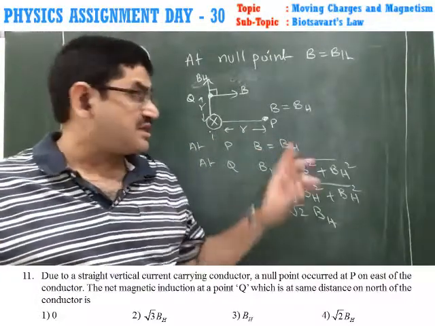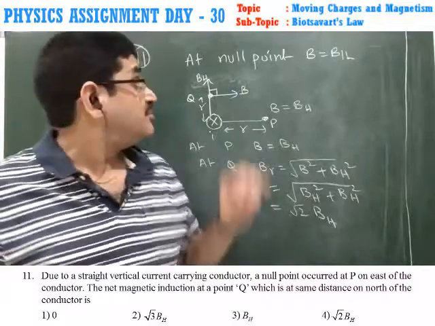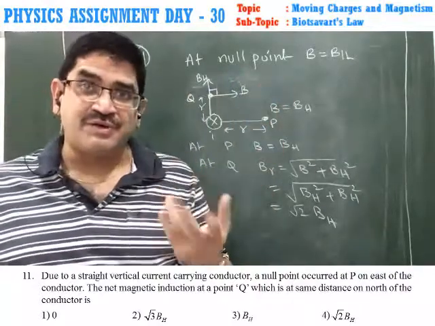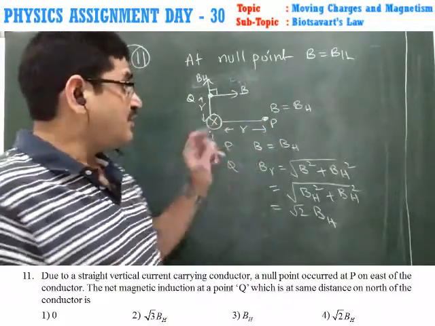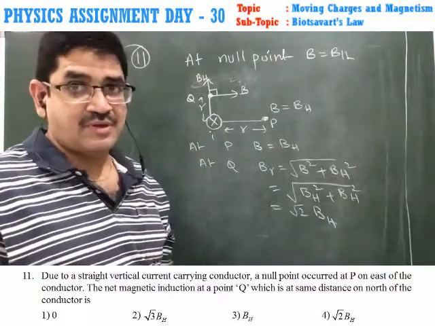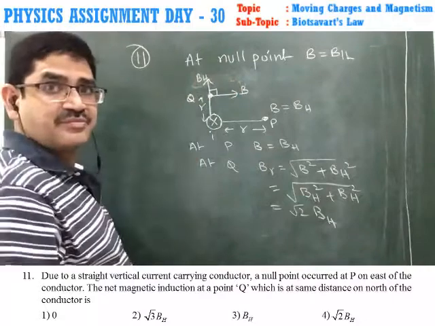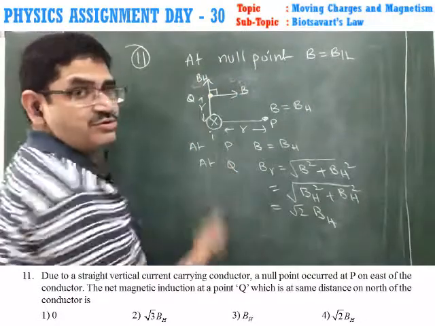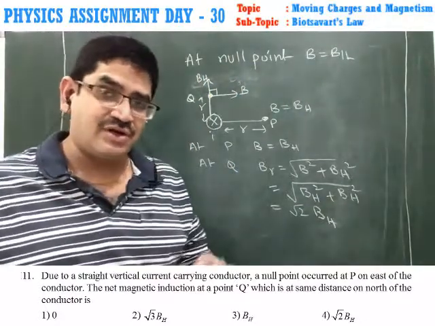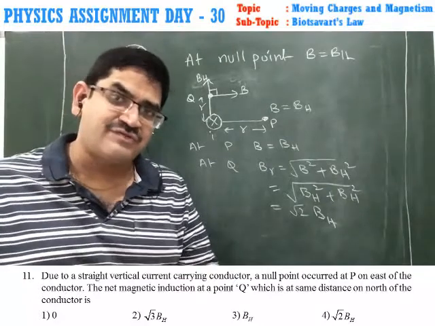Null point occurred means I can equate B equal to BH, because at null point always B equal to BH. Now he is asking at a point Q. Now to determine at point Q, I use the right hand thumb rule. BH always from south to north, you know. Horizontal component of earth magnetic field is always from south to north.